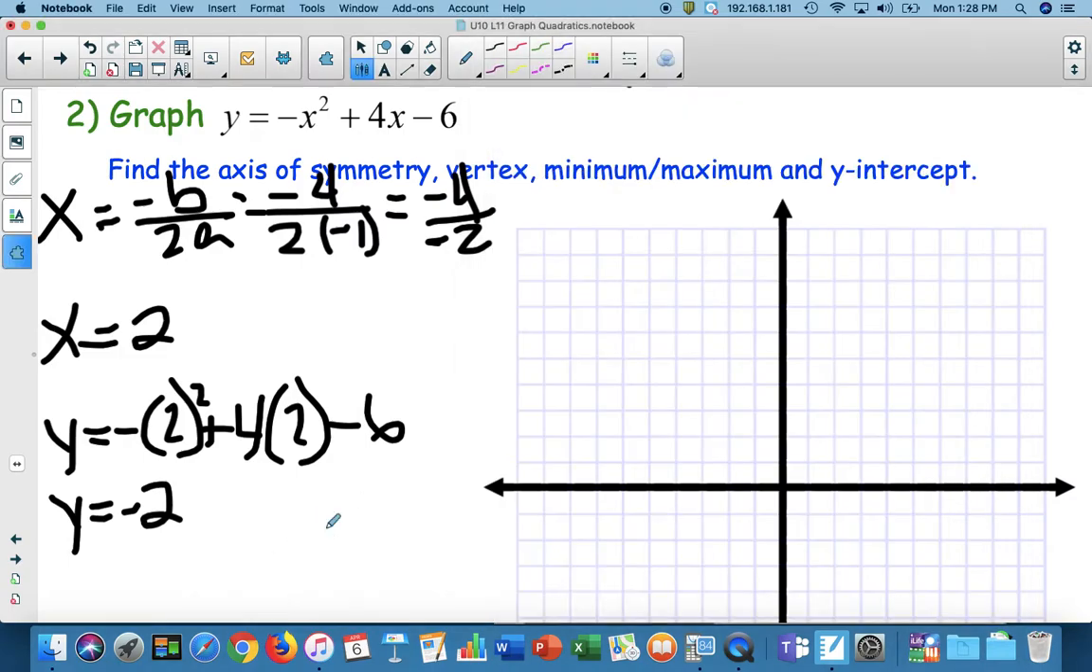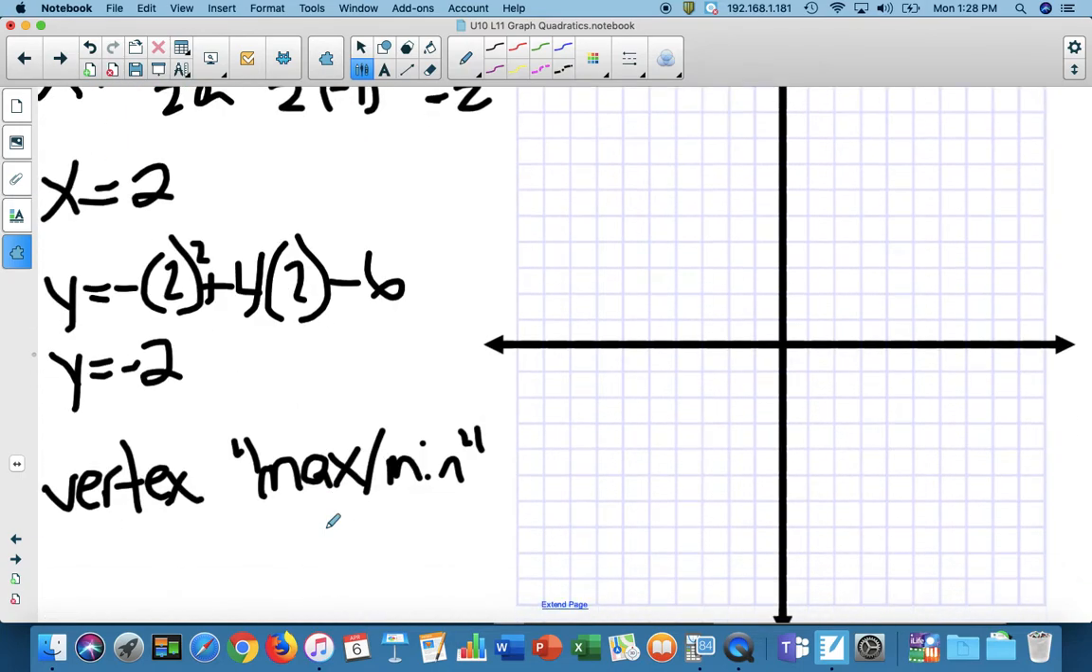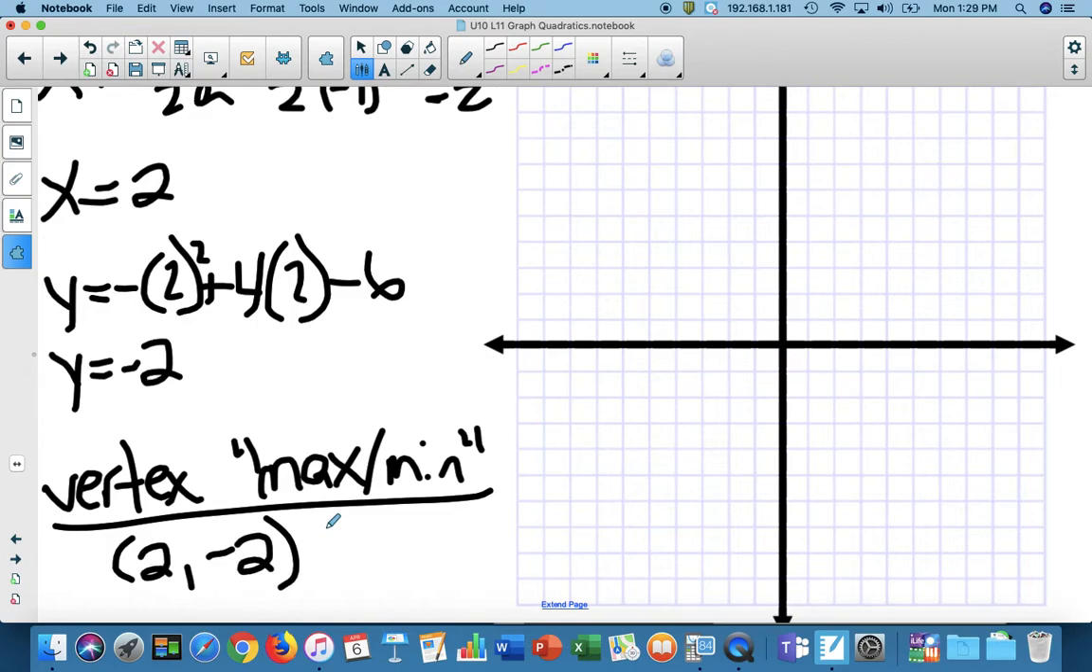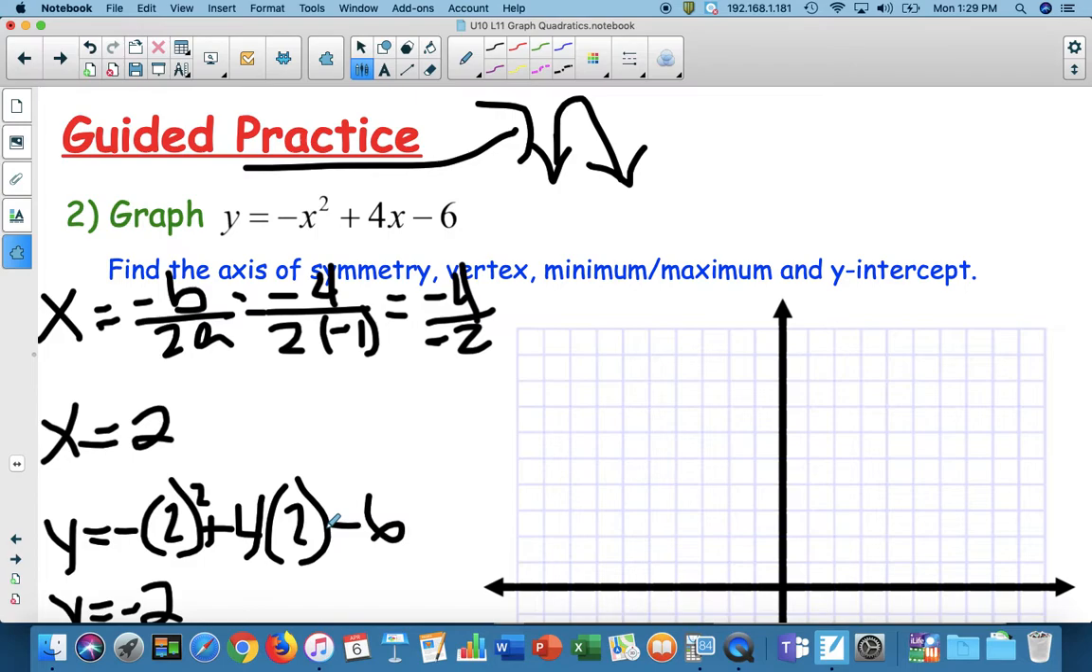So we have our vertex now, okay? We have our vertex, also our max slash minimum. All right, they're both the same thing. So our vertex or maximum minimum is 2, -2. Okay, remember, these two things up here are the same thing. Those two things right here are the same exact thing, vertex and maximum minimum, okay?